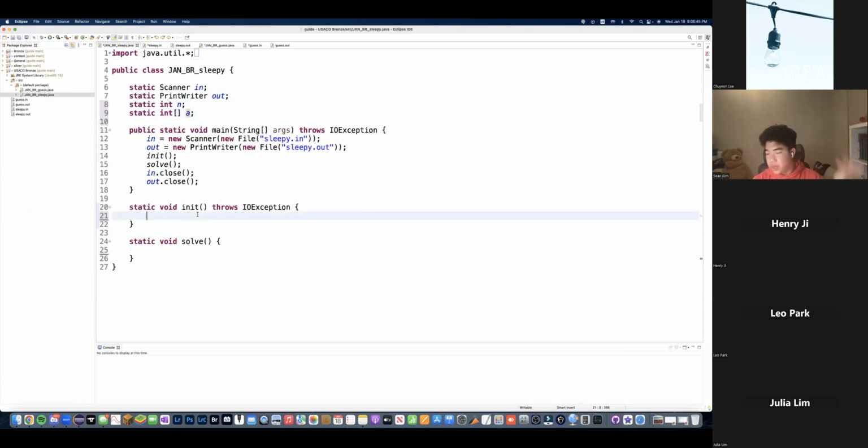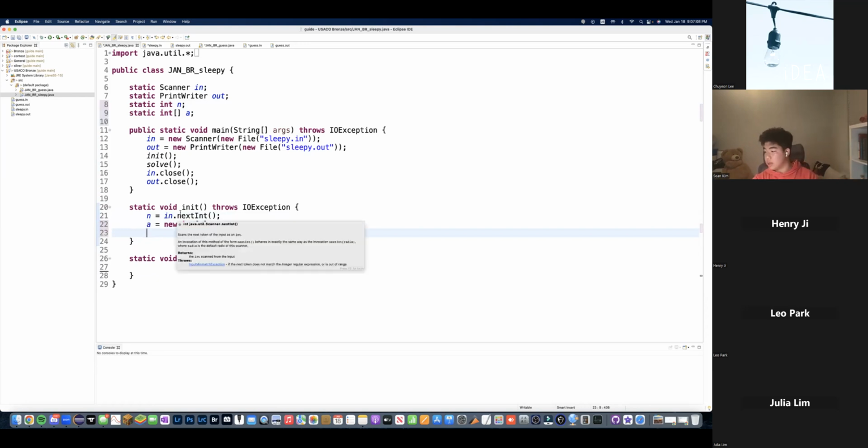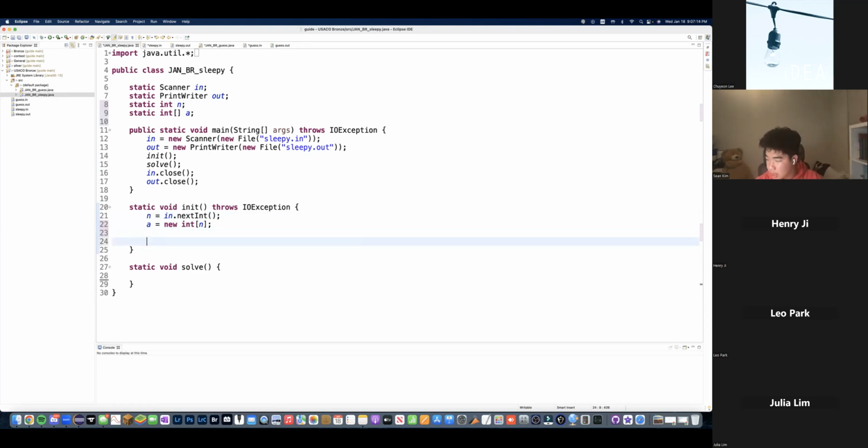And we need to fill this array up after initializing. So n equals in.nextInt. And then we got to initialize a. And then for the next one, we're gonna keep on using in.nextInt, so we don't need to clarify, since we're only using in.nextInt, and we're gonna use a for loop for this.